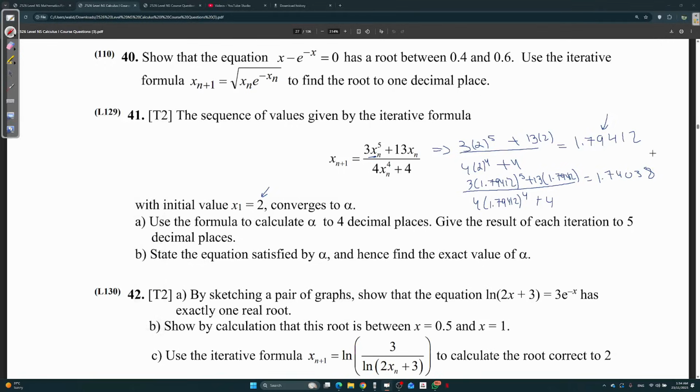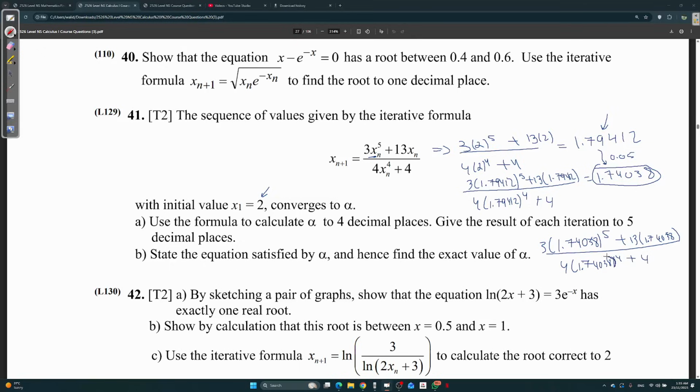1.74038. As you can see, from this one to this one, there was change. It changed by 0.05. That's still a lot, so I need to continue. So you take this one now and do the same exact thing. 3 times 1.74038 to the power 5 plus 13 times 1.74038 over 4 times 1.74038 to the power 4 plus 4.